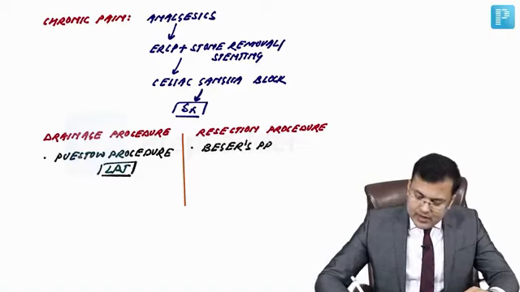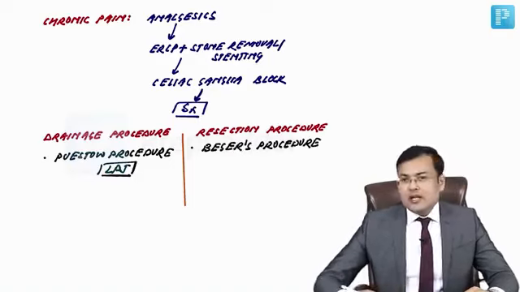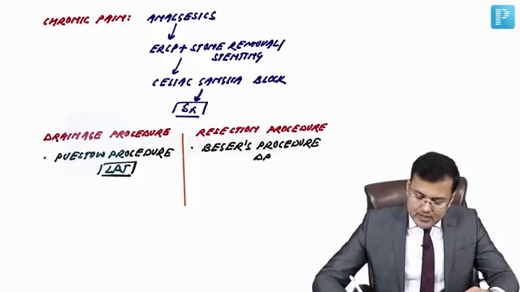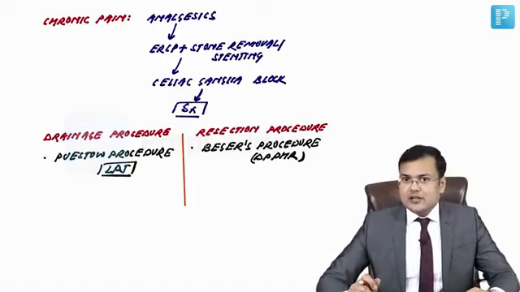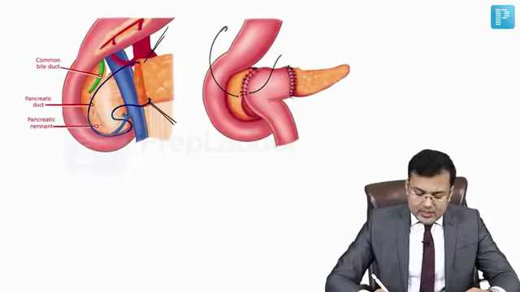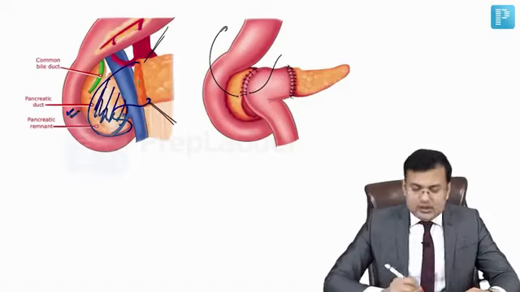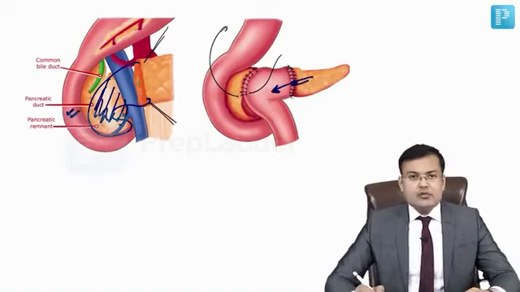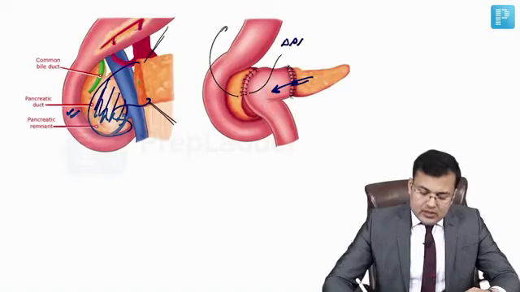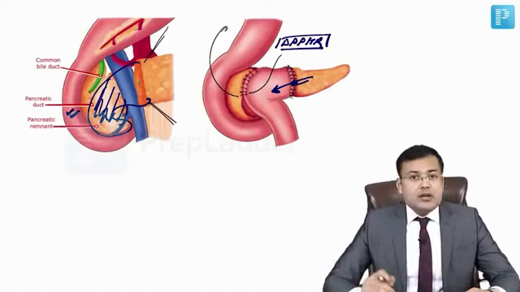In the resection procedure, there is Beger's procedure. What is the other name of Beger's procedure? This is also known as DPPHR. What is the full form? Duodenal preserving pancreatic head resection. In this image, you can see that I'm going to resect the pancreatic head and preserve the duodenum. This kind of anastomosis is done, pancreaticojejunostomy. So duodenal preserving pancreatic head resection is also known as Beger's procedure.